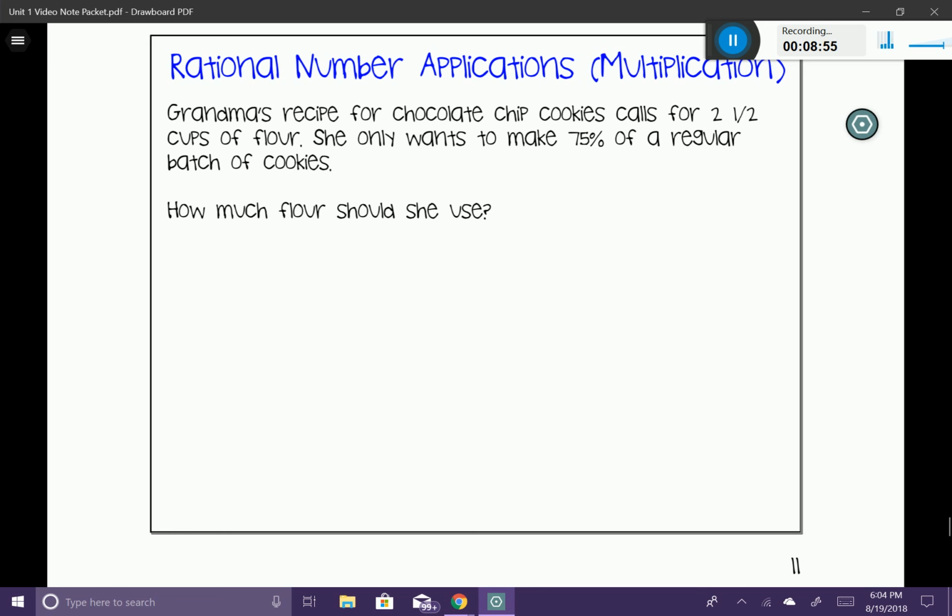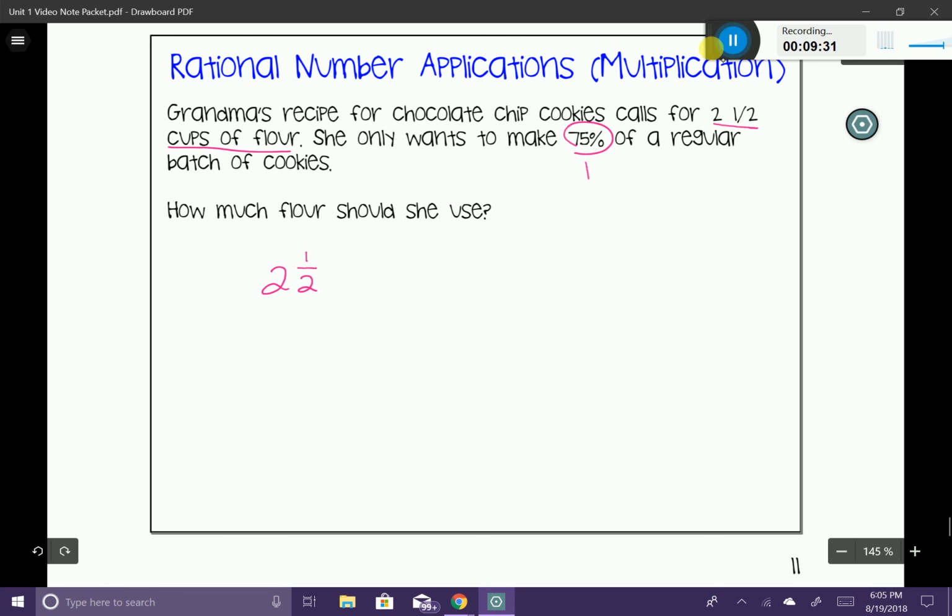Okay, multiplication is coming into play here because we just want to make a part of a batch. We don't want to make the whole batch. So the whole batch is going to be 2.5 cups of flour. But she only wants to make 75% of that regular batch. So let's figure this out. The regular recipe goes for 2.5 cups of flour. What we're going to do is multiply it by the percentage of how much we actually want to make. We only want to make 75% of the batch.